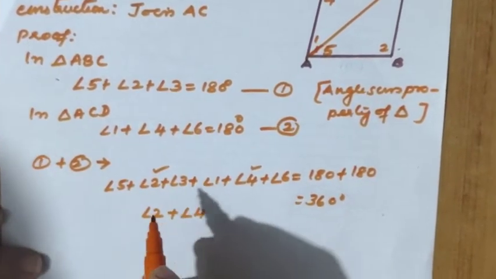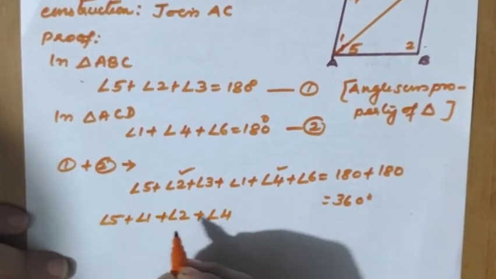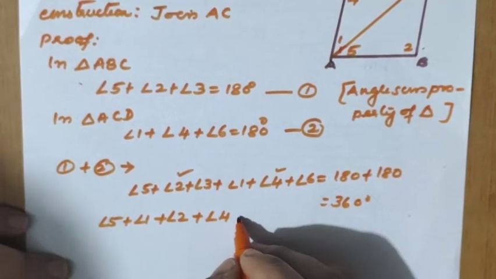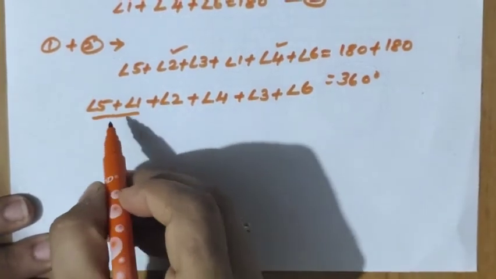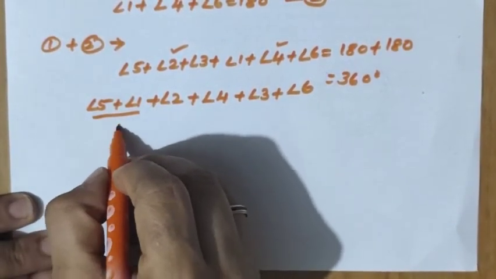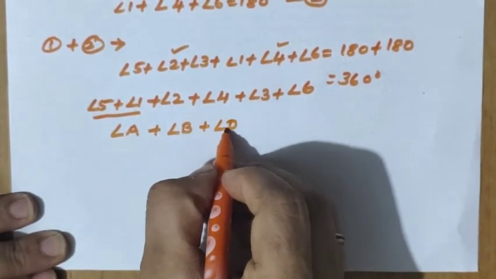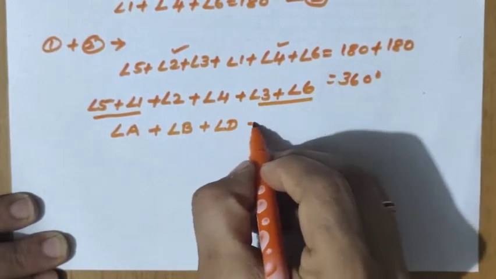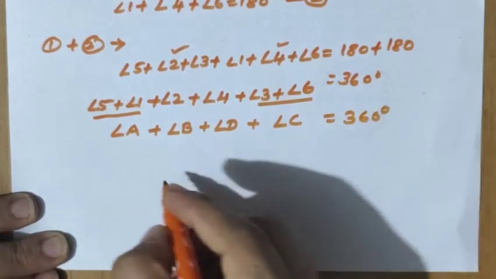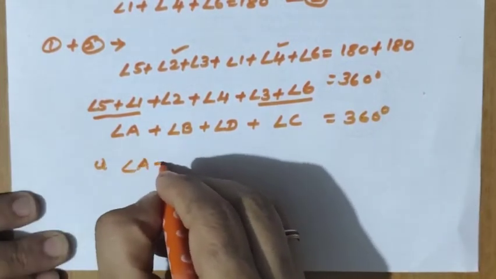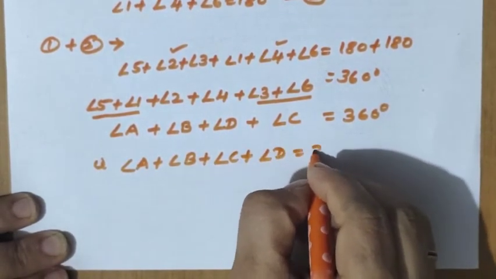Now angle 5 and 1 I'll group together, so angle 5 plus angle 1. Which are the remaining angles? Angle 3 plus angle 6 we have to group together. So angle 5 plus 1, if you see the figure, will be angle A. Then angle 2 means angle B, angle 4 means angle D only. Now 3 and 6 if we combine, what is the angle we are getting? Angle C. So this will be equal to 360 degree. That is angle A plus angle B plus angle C plus angle D equal to 360 degree.